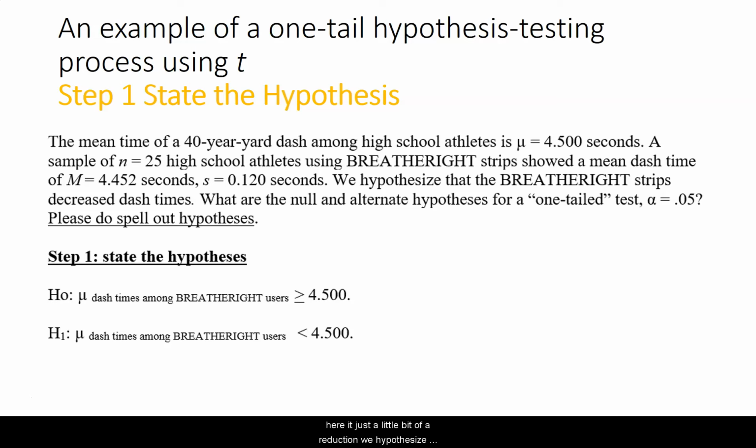So it's a fine distinction here. It's just a little bit of a reduction. We hypothesized that the Breathe Right strips decreased dash times. What are the null and alternate hypotheses for a one-tail test, alpha of .05?